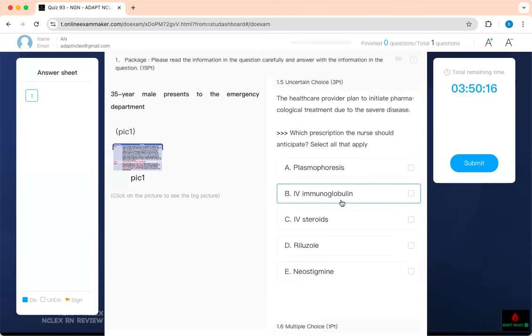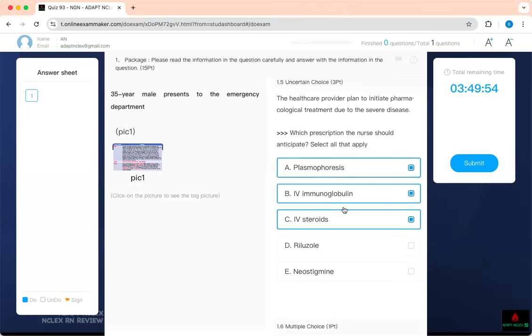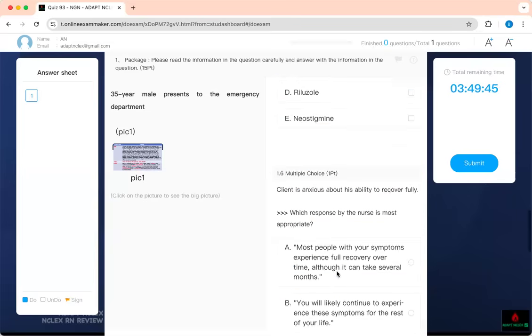The healthcare provider plans to initiate pharmacological treatment for the severe disease. Which prescription should the nurse anticipate? What is the treatment for Guillain-Barré syndrome? Steroids, since it's autoimmune. Immunomodulators to destroy the antibodies, right? And you can remove their blood and wash it to remove the antibodies. That's plasmapheresis. Riluzole is used for ALS, amyotrophic lateral sclerosis, and neostigmine is used for Myasthenia Gravis.